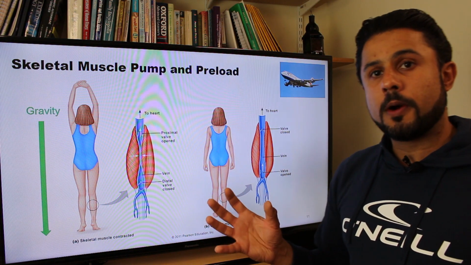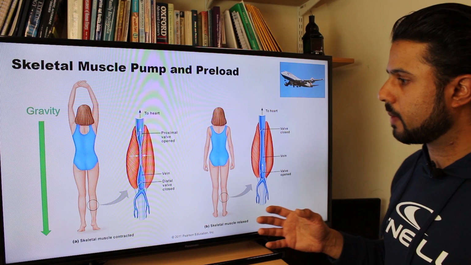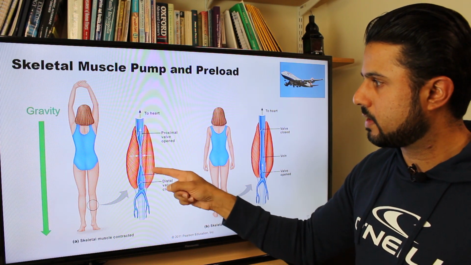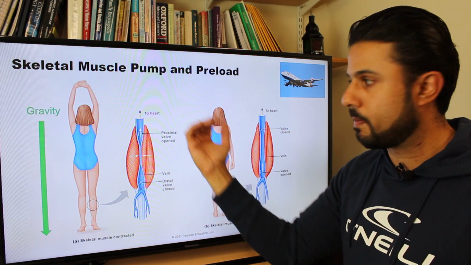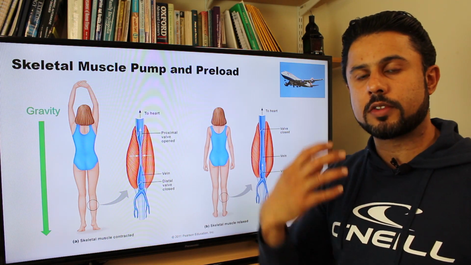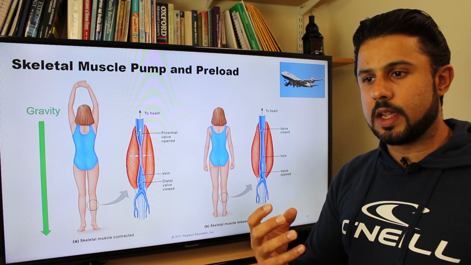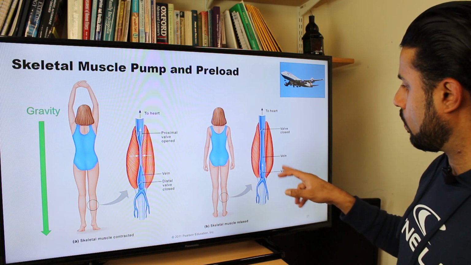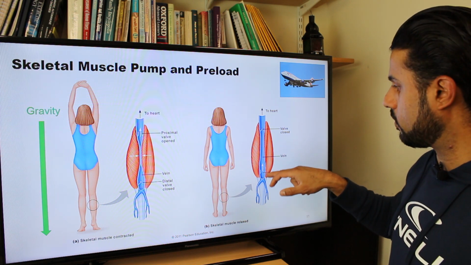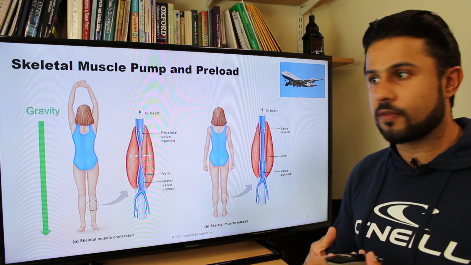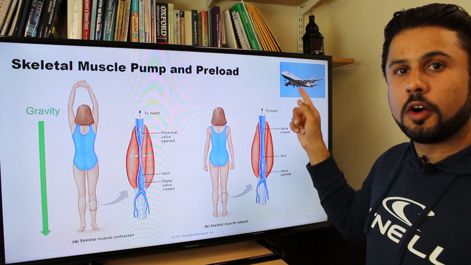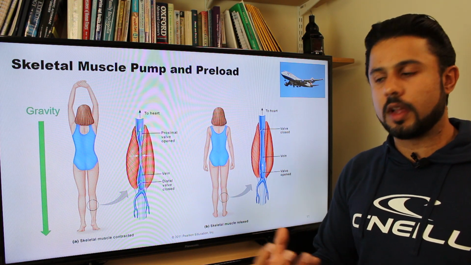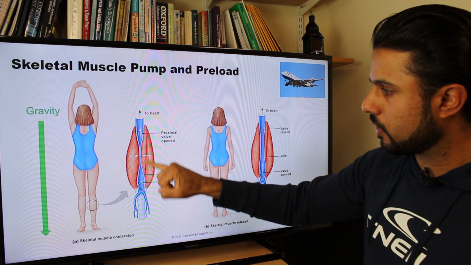So skeletal muscle pump and preload, again, this is quite a simple concept really. The idea is that you've got your gastrocnemius muscle, your calf muscle, squeezing the veins to get blood against gravity back to the heart. The more blood you can get back to the heart, the greater the preload, which is the stretch of the myocardium. And also, as I mentioned before, you've got these valves and they close to prevent backflow of blood. Now, the reason I've got a plane on there is that when we make air travel and we sit down for a long time on a long flight, then you'll get pooling of blood.